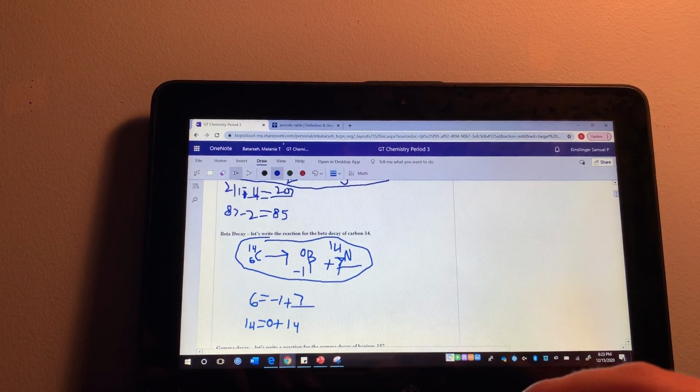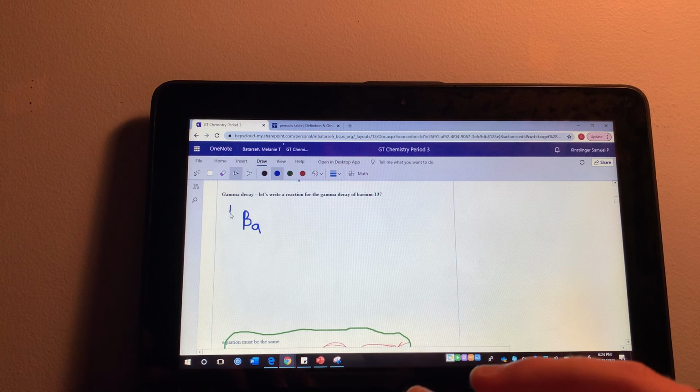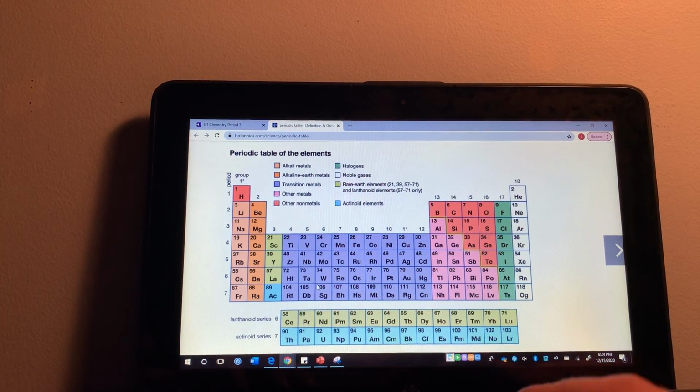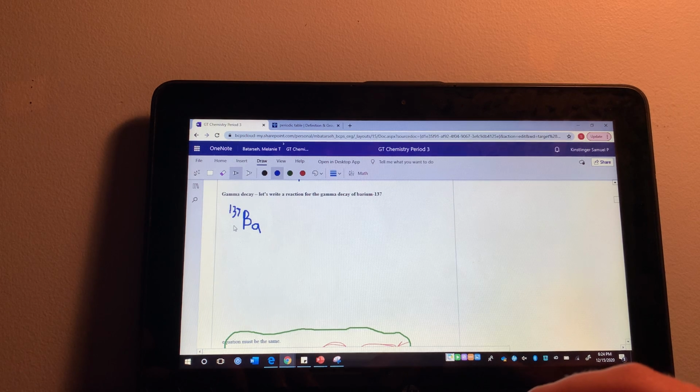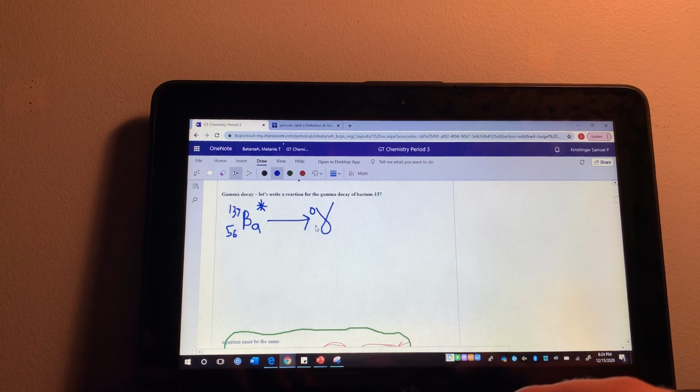Now let's go into our final one, which is gamma decay of barium-137. So we have BA. Then we have 137. Then how many protons here? Barium, 56. But we put a star here. The star is important. That's what lets us know that gamma decay is going to happen. And we go, boom. And we just have a gamma with no mass and no proton.